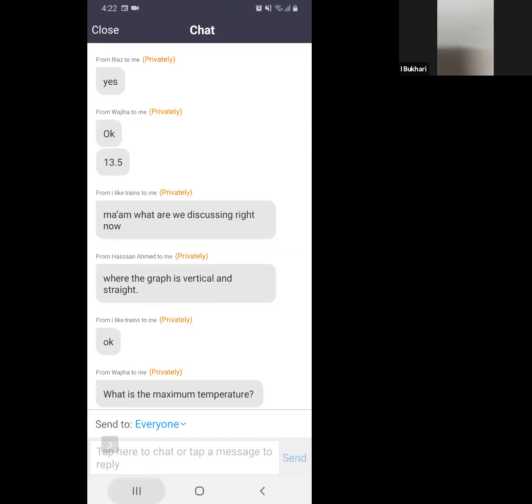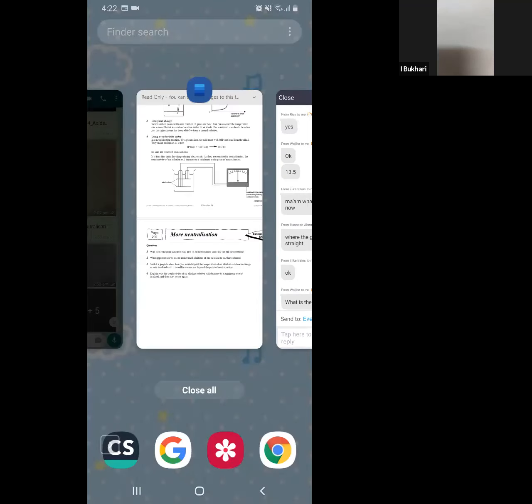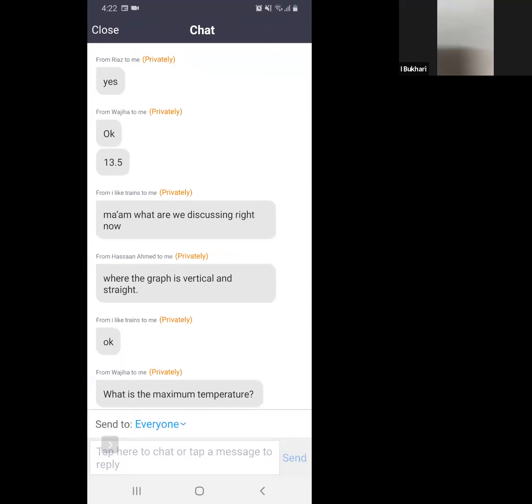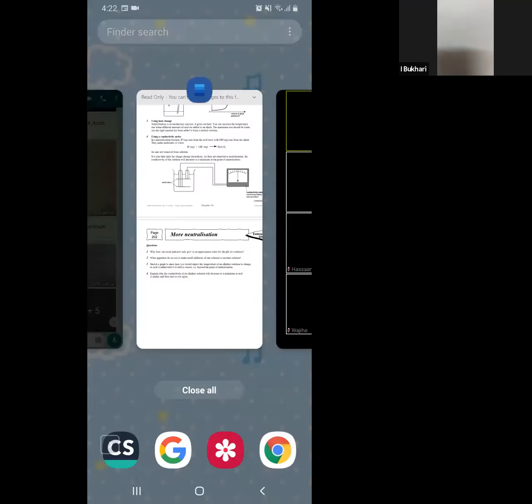So any ideas about how the graph of the volume of alkali against temperature would look like? You can even show me your screen if you want to draw and you want me to see your graph.